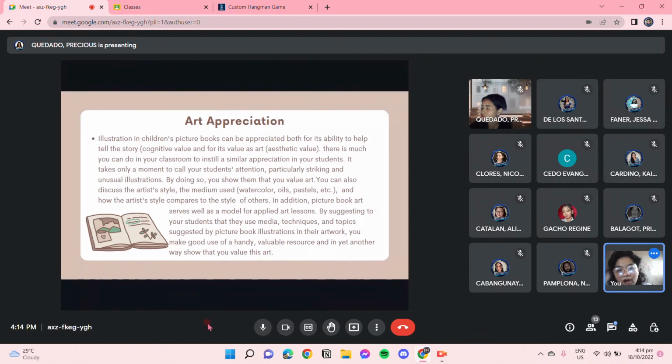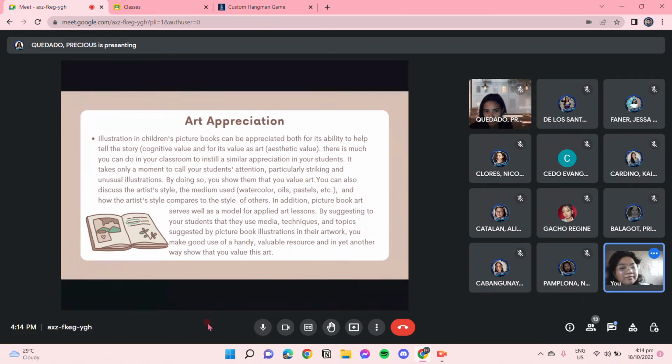In addition, picture book art serves as a model for applied art lessons. By suggesting to your students that they use media, techniques, and topics suggested by picture book illustrations in their artwork, you make good use of a handy, valuable resource and show yet in another way that you value this art. You can help students appreciate art through different mediums or styles of an artist, how it is beautifully illustrated, or how it is beautifully recognized by the students.